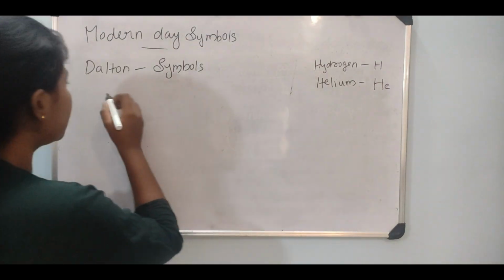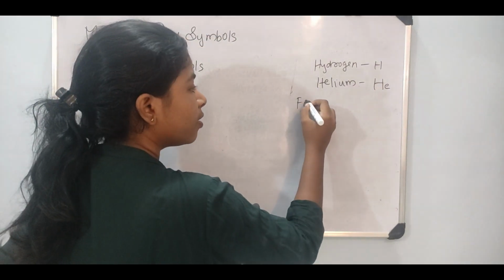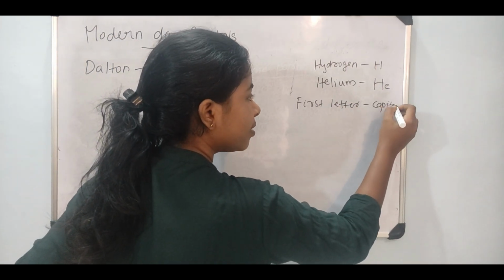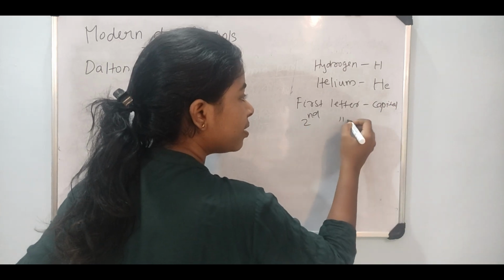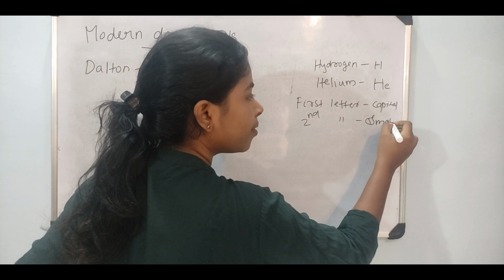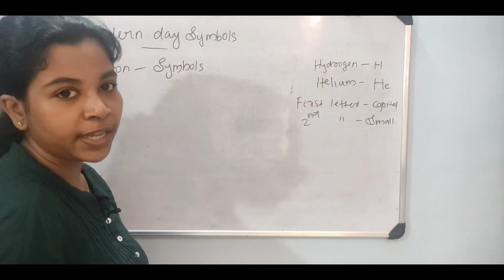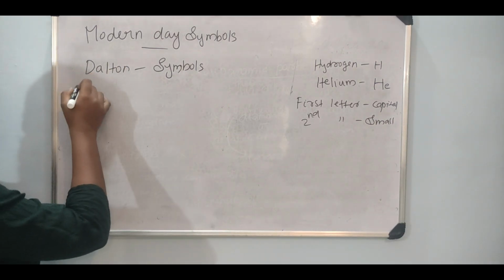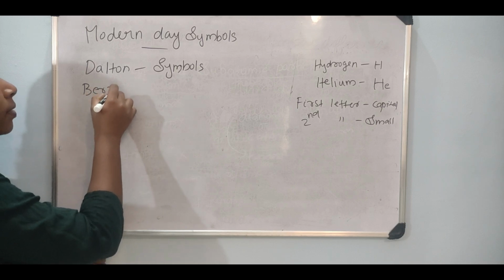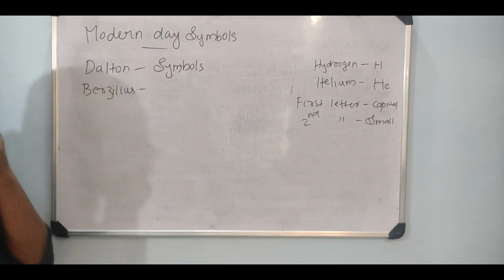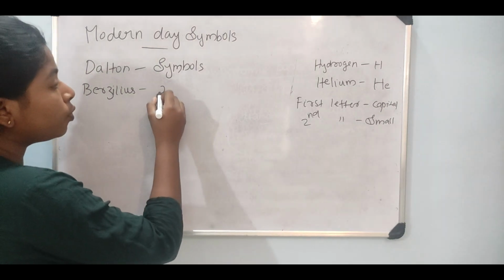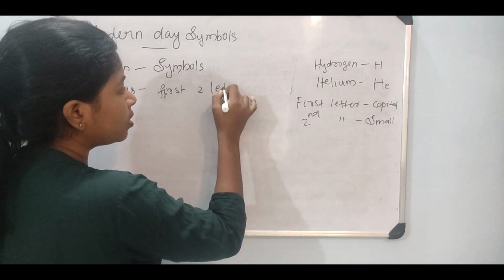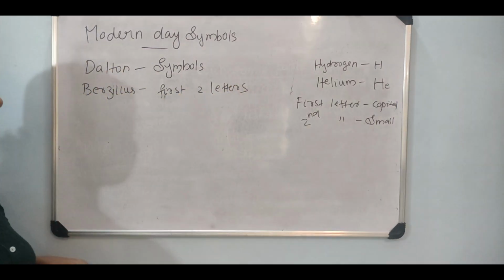What can you observe from here? The first letter is capital and the second letter is small. This rule is followed everywhere while writing the symbols of the elements. This was proposed by Mr. Berzelius. Berzelius told that we shall use the first two letters for representing the elements.